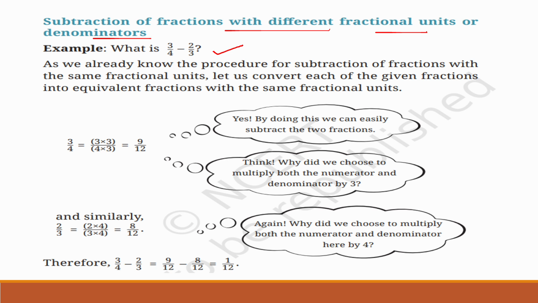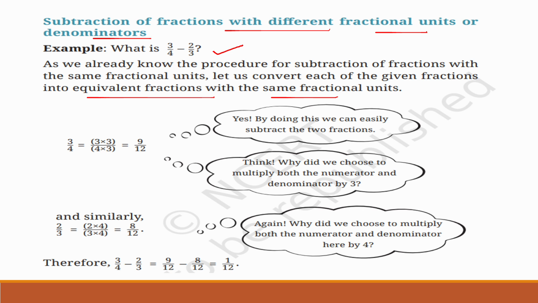As we already know the procedure for subtraction of fractions with the same fractional units, let us convert each of the given fractions into equivalent fractions with the same fractional units. So, to subtract these, first we have to convert the given fractions into equivalent fractions with the same fractional unit. In this case, we have to take the LCM of the denominators. LCM of 4 and 3 is 4 into 3, which is 12.